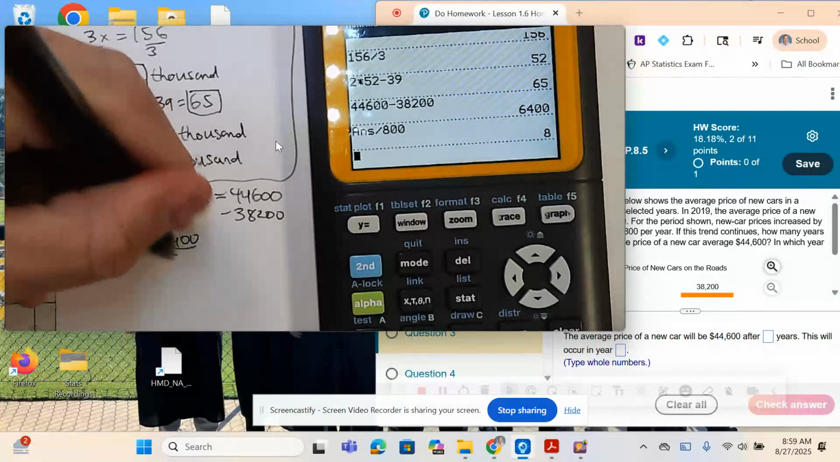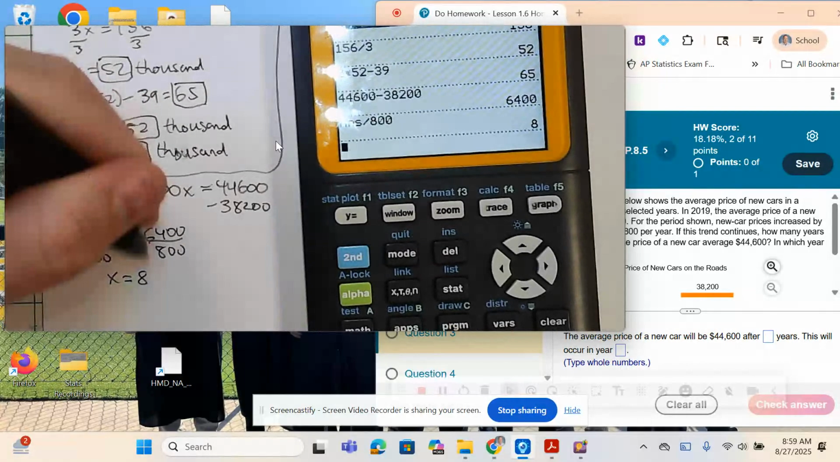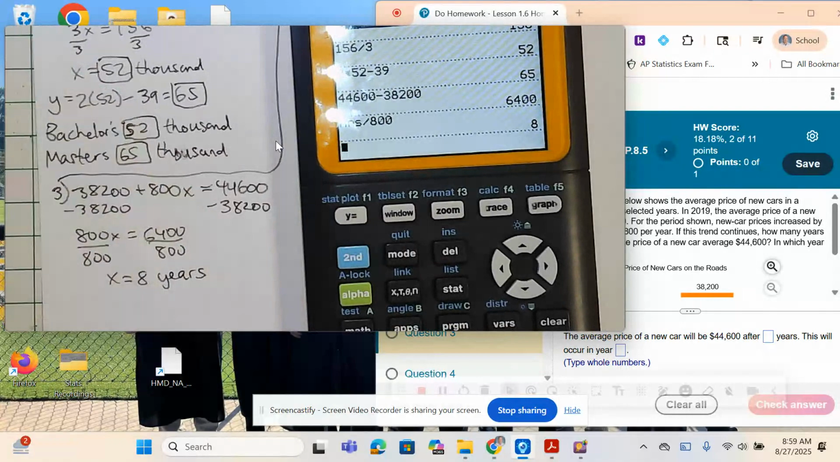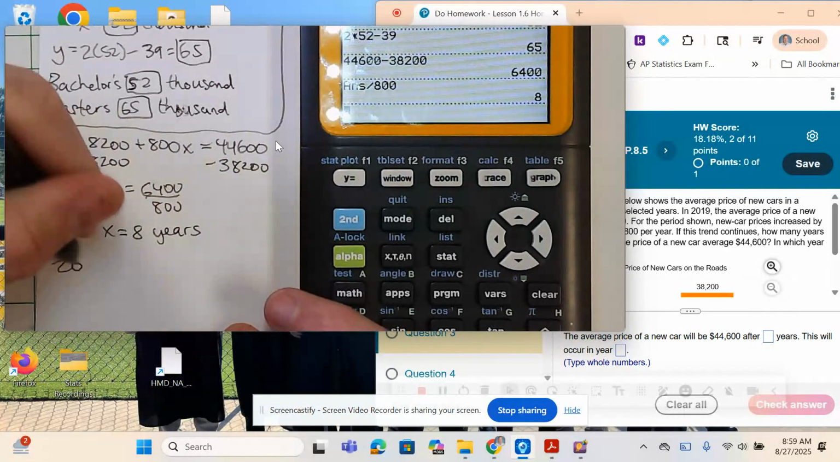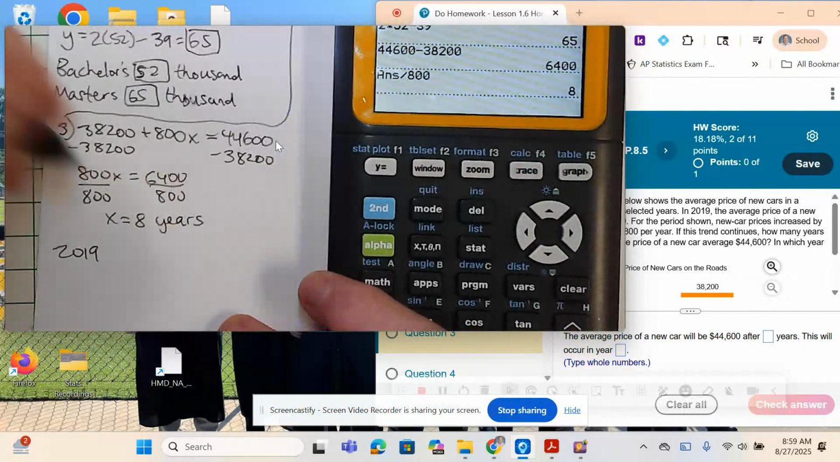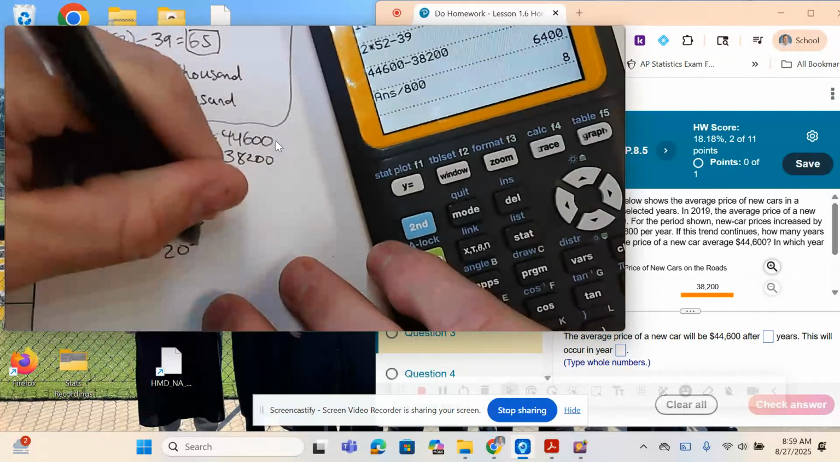because if I get a decimal, I would want to round up, I would think, but that's not my answer, though, right? We've got to be careful. I was about to get carried away there, because they want to know what year. So this is starting in 2019. So what I need to do is add 8 years to that. So it'd be 2027.